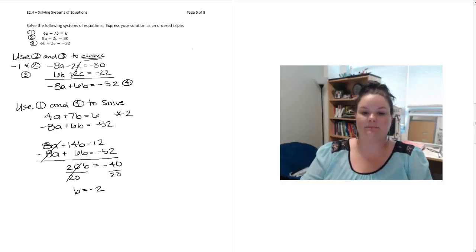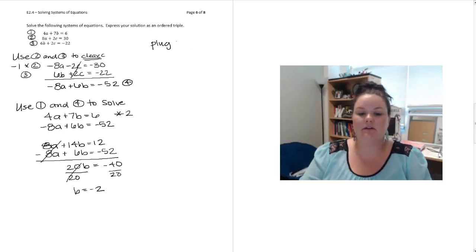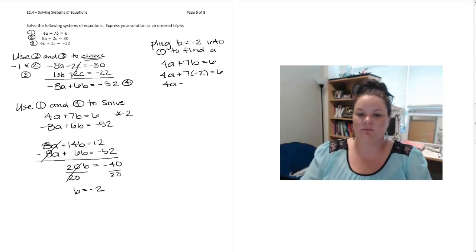So I'm going to come up here and just say plug b equals negative 2 into equation 1 to find a. So if I plug in, let me go ahead and write it, it's 4a plus 7b equals 6. So 4 times a plus 7 times negative 2 equals 6. I multiply that out, which gives me negative 14. Then I can move that 14 by adding. So I end up with 4a is equal to 20. And then I can divide off that 4, which tells me that a equals 5.